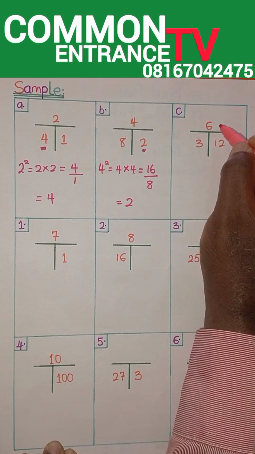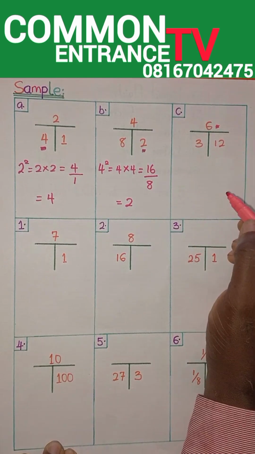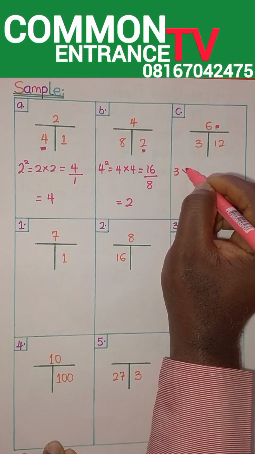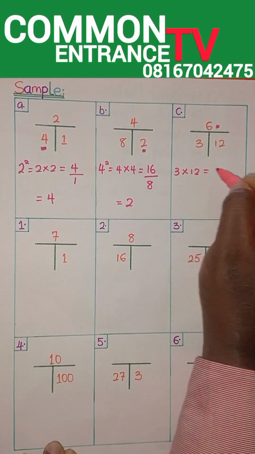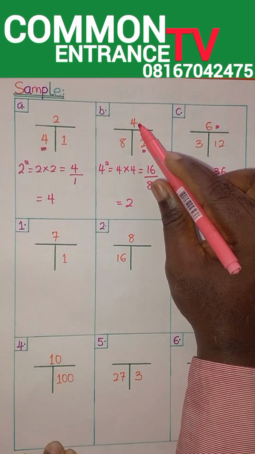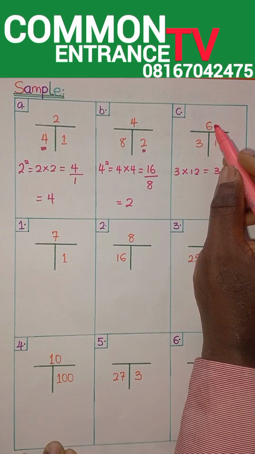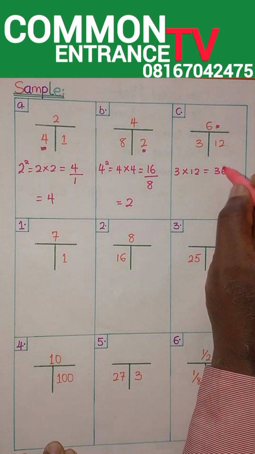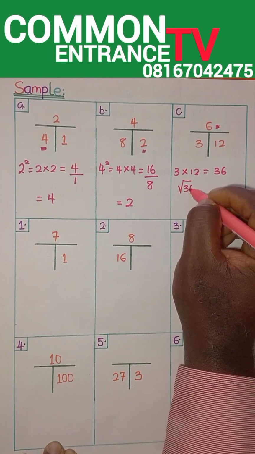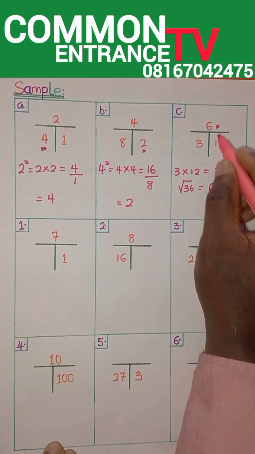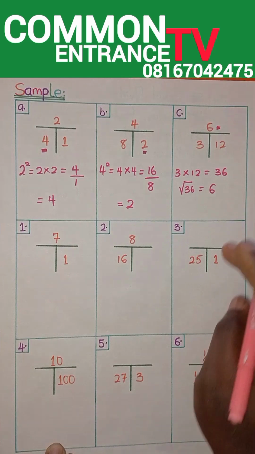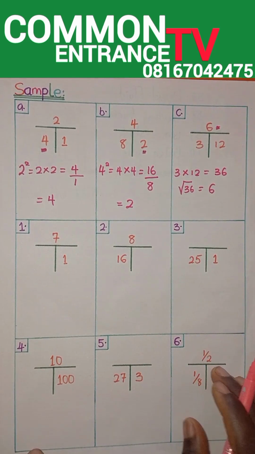Now what if we're looking for the number at the top? What we do is we multiply these two numbers, which is 3 times 12 will give us 36. And then, since usually we find the square of these numbers, if we're looking for the number at the top, we'll find the square root of the product of these two numbers. So the square root of 36 will give us 6, and that is this number at the top. So with these samples, we can attempt all of these questions.